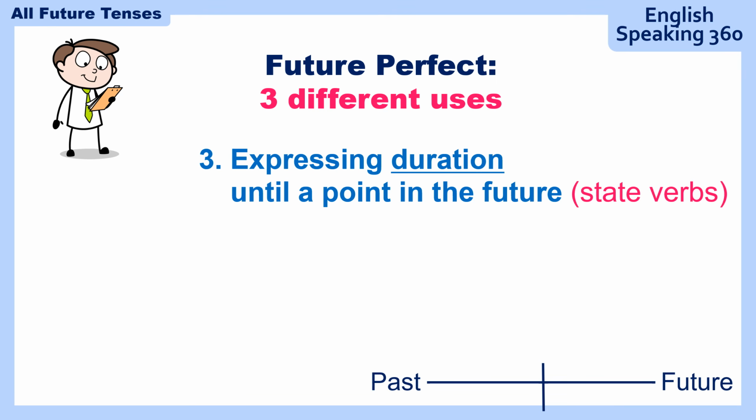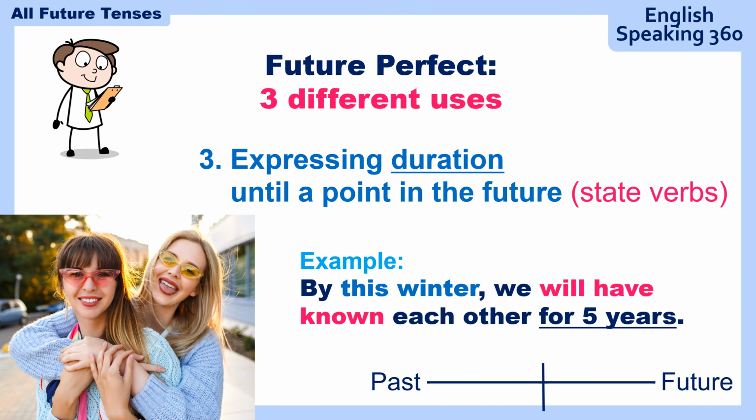Number 3, expressing duration until a point in the future, but that's only for state verbs. Be careful with this one. It's a challenging one. By this winter, we will have known each other for 5 years. Okay, so duration for 5 years. So if we take a look at the graph, we're going to see this. By this winter, the blue X is this winter, we will have known each other for 5 years. So maybe now we are in the summer. So it's been 4.5 years that we have known each other. But by this winter, we will have known each other for 5 years exactly.